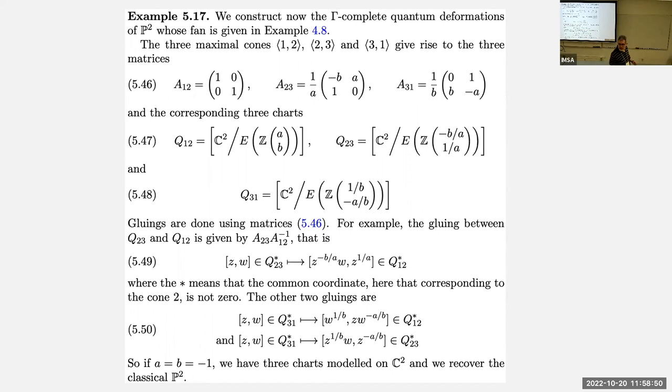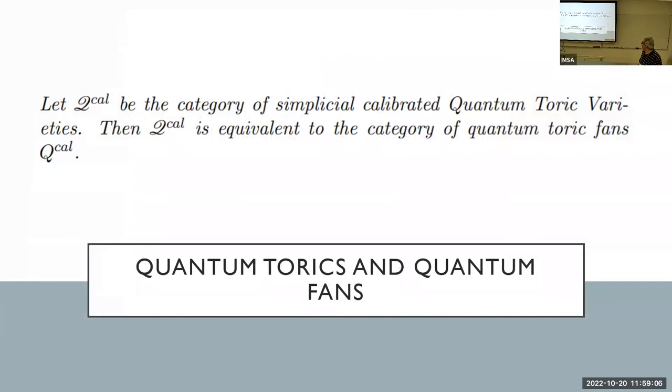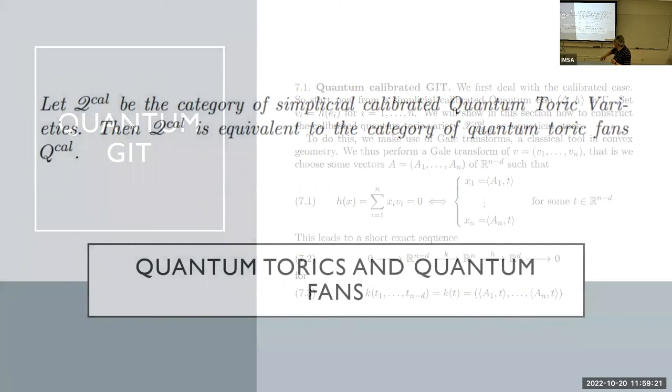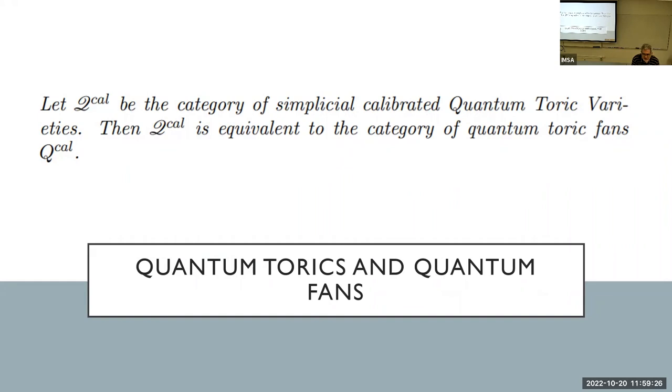I don't know how much time I have. I have another lecture. This is a bit impressionistic. It amounts to linear algebra calculations in the end to compute part of this structure. The category of simplicial calibrated quantum toric varieties is equivalent to the category of quantum toric fans. We can prove the thing, of course. It's to be expected. And we have quantum geometric invariant theory, but not today. Next time, I'll start with quantum geometric invariant theory, and that will explain a little bit better the structure of the moduli space. I'll go into the compactification of the moduli space, and give some more information about it. So far, so good.